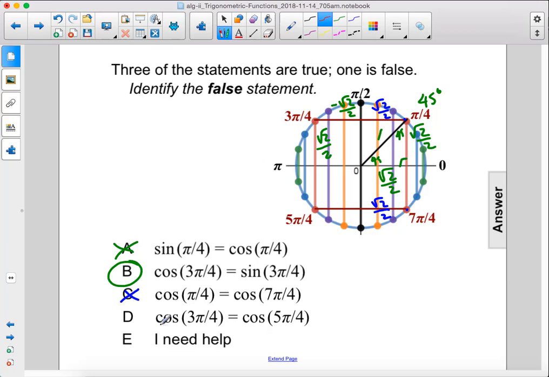And finally, cosine of 3 pi over 4, so negative square root of 2 over 2, equals cosine of 5 pi over 4, and that's here. And that is also negative the square root of 2 over 2, since we're to the left of the y-axis. So the answer here is B.